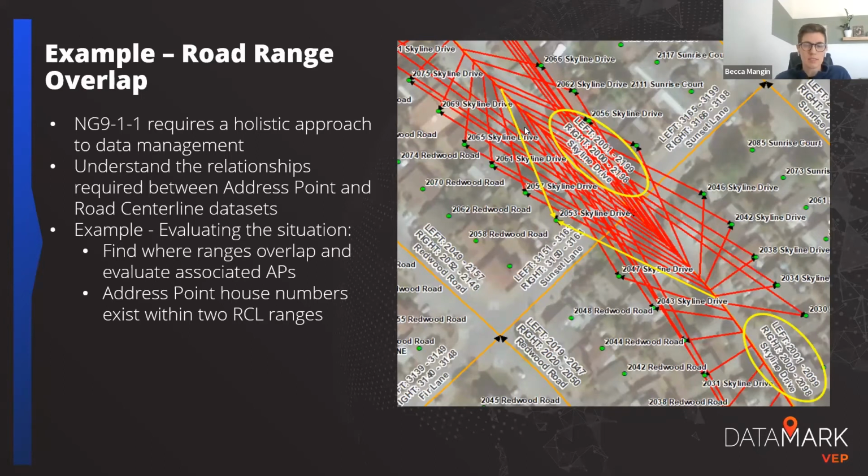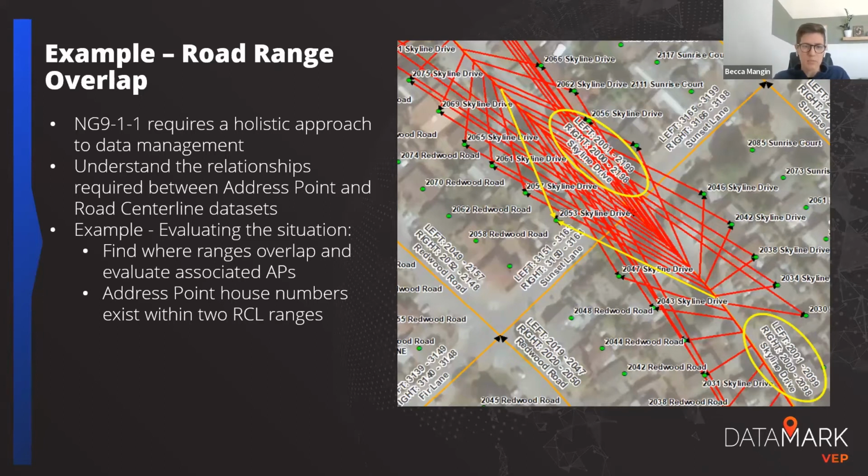So this is an example of proper attribute maintenance of road centerline ranges. Before I explain the screenshot, I want to say that NG9-1-1 requires a holistic approach to data management. It's no longer the address points and the roads, right? So we have to understand the relationships required between the 2 data sets.